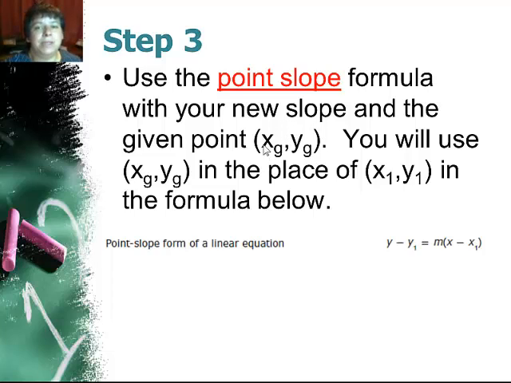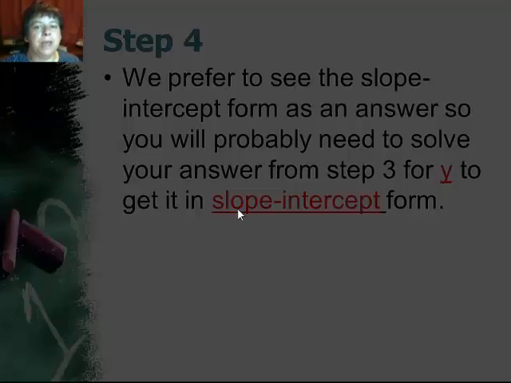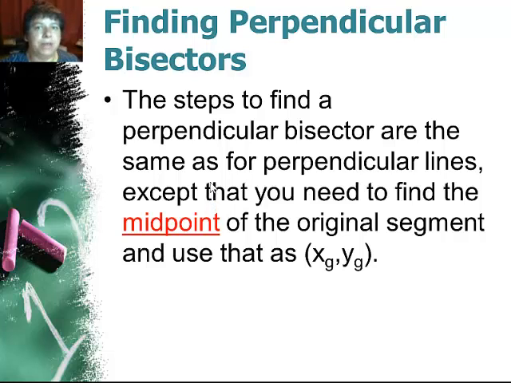A lot of the times in the examples, you'll see me just call this x1 and y1. Sometimes it can be a little confusing. Now, we prefer to see the slope-intercept form as an answer, so you will probably need to solve it, especially since we use the point slope form so much in step 3. So you'll need to use the distributive property and multiply everything through.